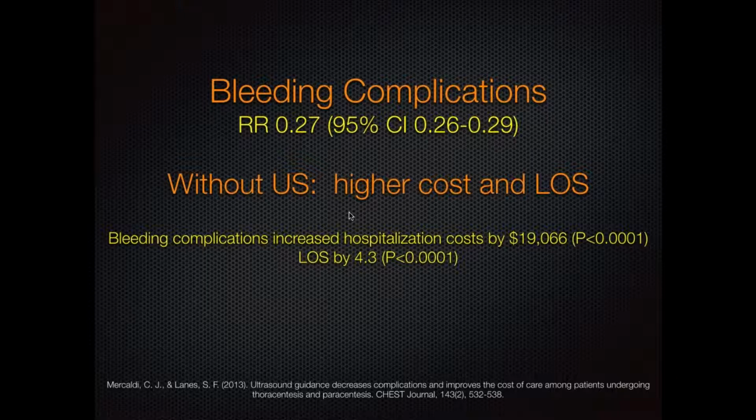So in this study from 2013, the relative risk of bleeding complications is 0.27. What that means is a 73% reduction in the risk of significant bleeding. Furthermore, in that same study, they found that by not using ultrasound, primarily because of the bleeding complications, your hospitalization costs dramatically and significantly increased, and your length of stay also significantly increased in the population that did not have ultrasound guidance.